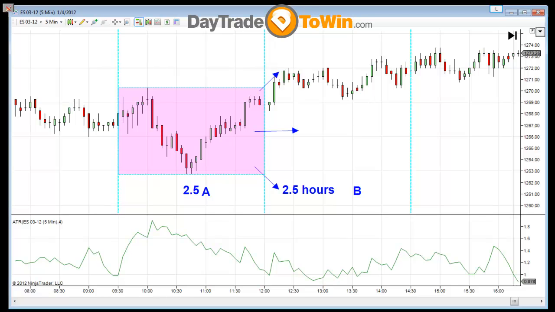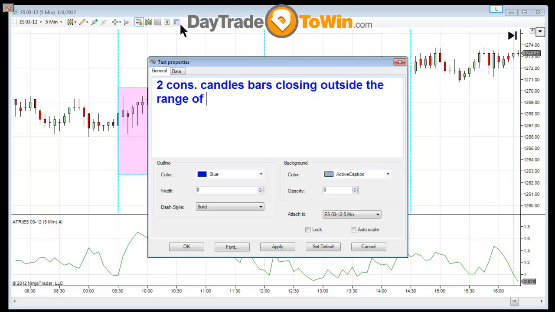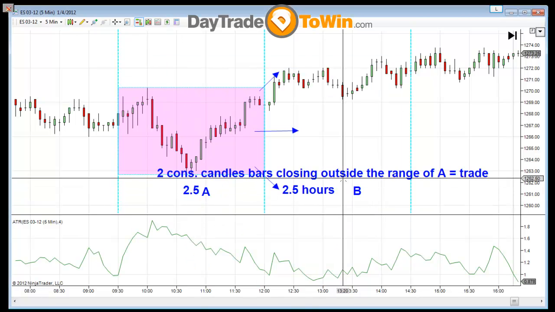This is the opportunity where you could see it happening. Price is proving, right? We're not using any indicator or moving averages or anything. We're allowing price to prove that it's now in B doing something that it normally doesn't do. It's breaking out of the range of A, and when you see two consecutive candles or bars closing outside the range of A, you have a trade. Either long or short, you have a trade.